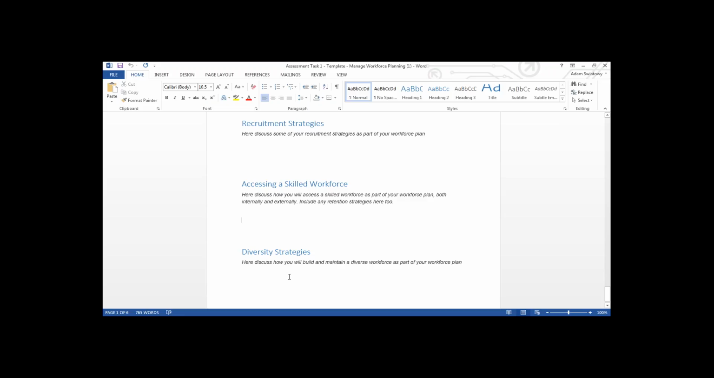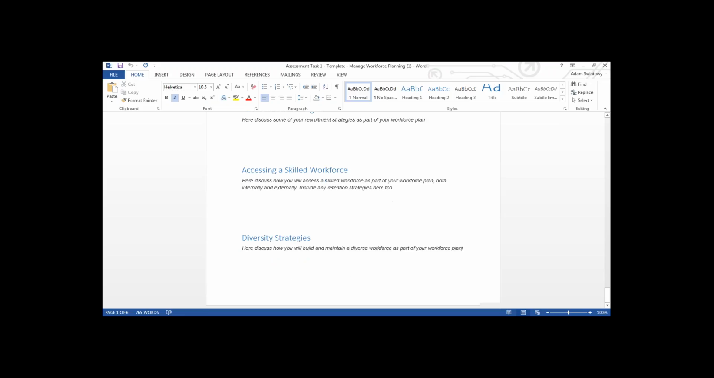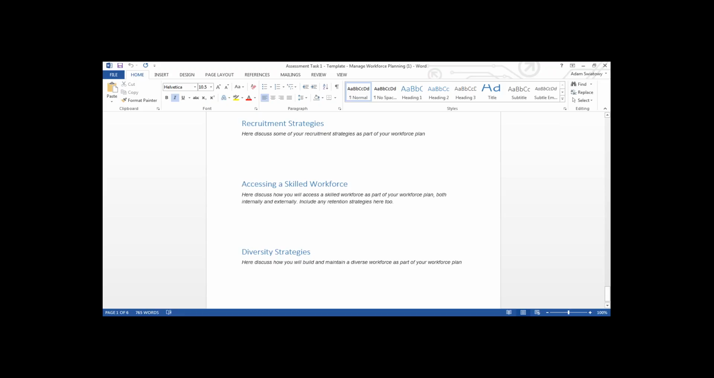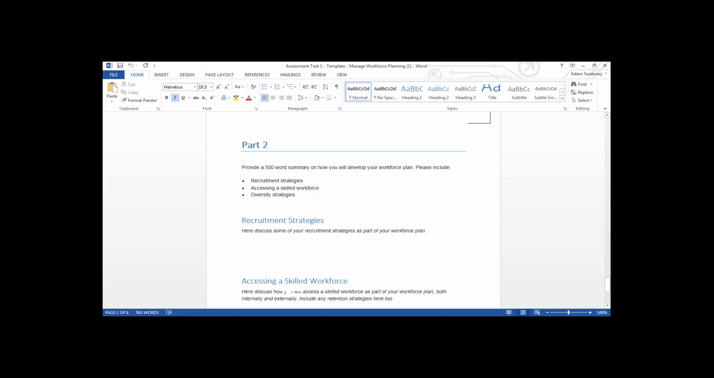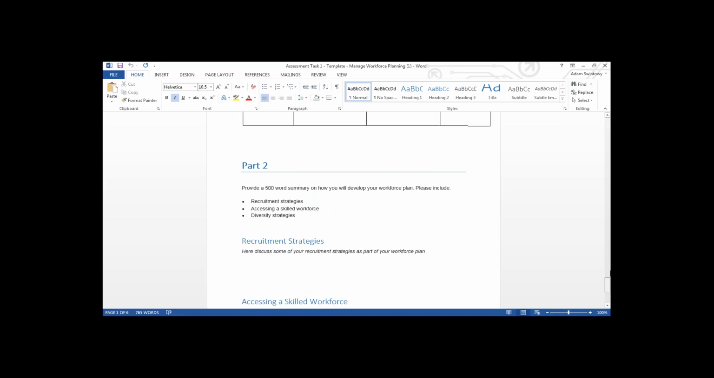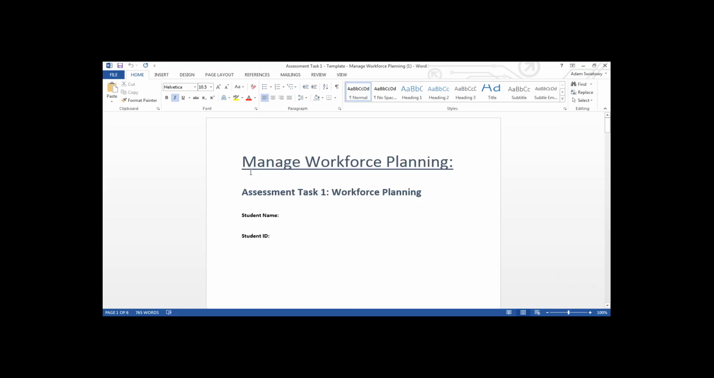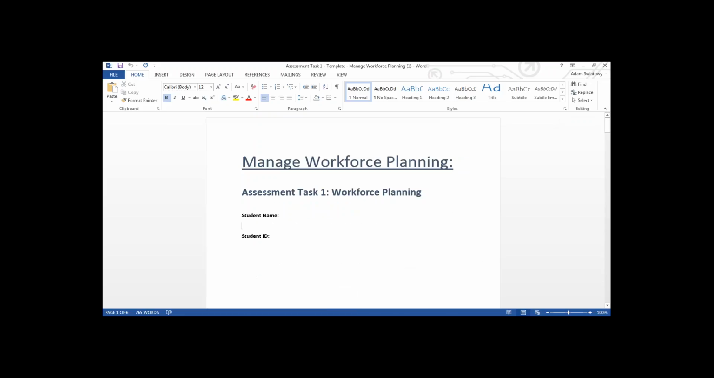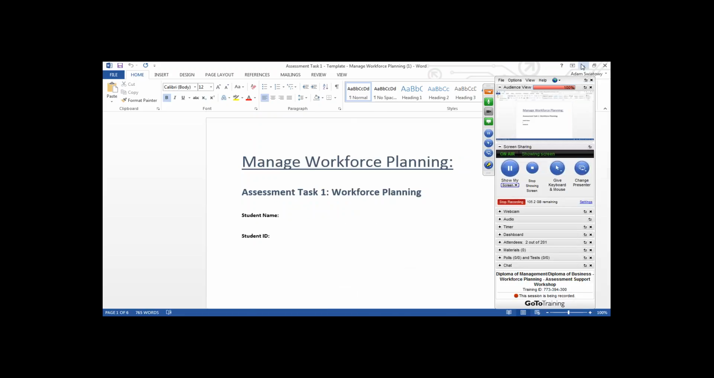The other part of that is how to maintain. So what are some things you might be doing in your organization to encourage diversity within the workforce and so on and so forth? So what sort of things might you do there? They're the 3 questions you've got to answer as part of part 2. And that is all you'll need to do to complete the first assessment task in workforce planning, which is developing your own workforce plan. That is the big one, I guess, for this set.